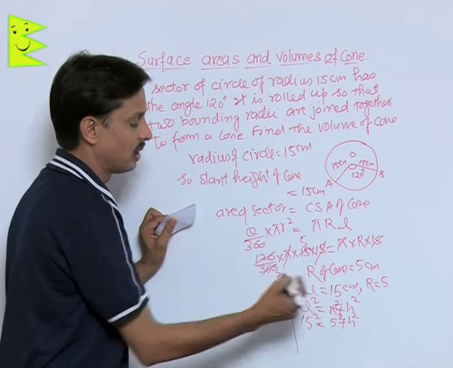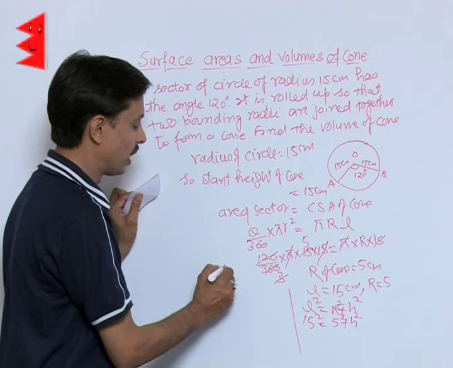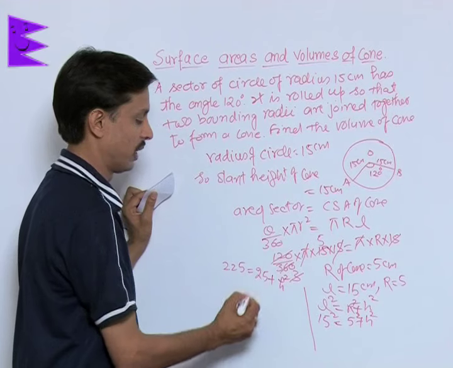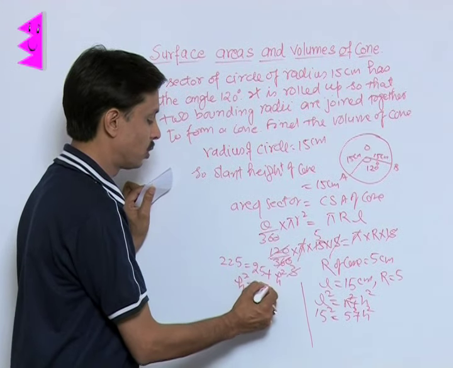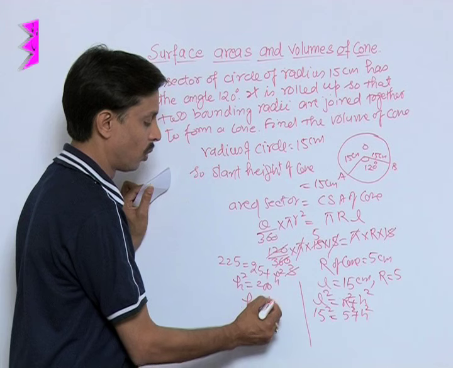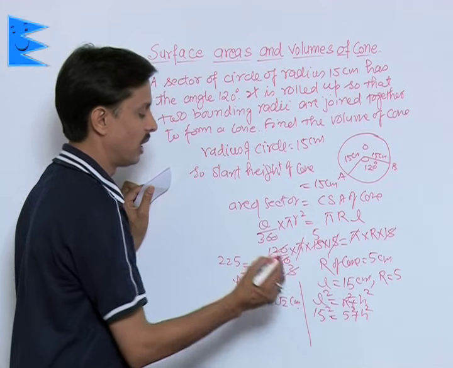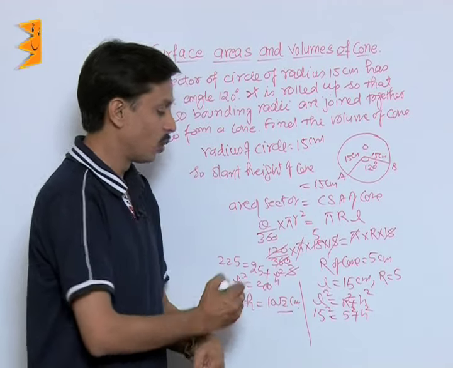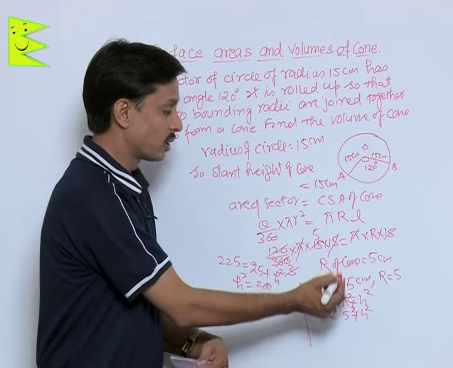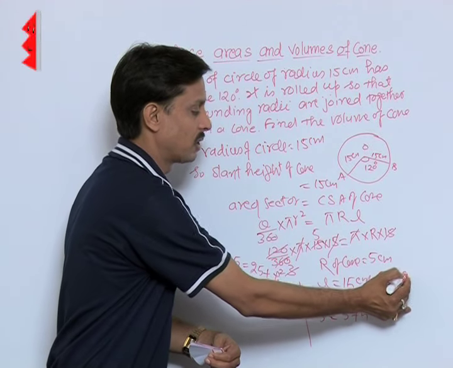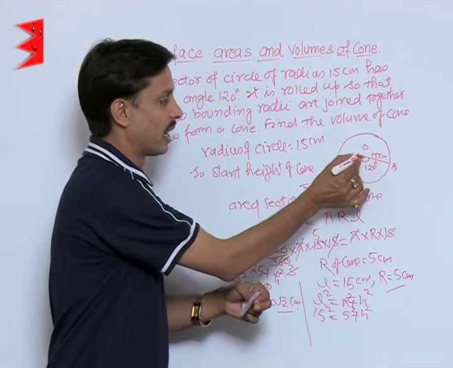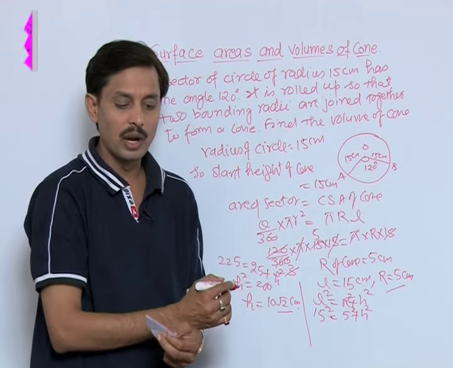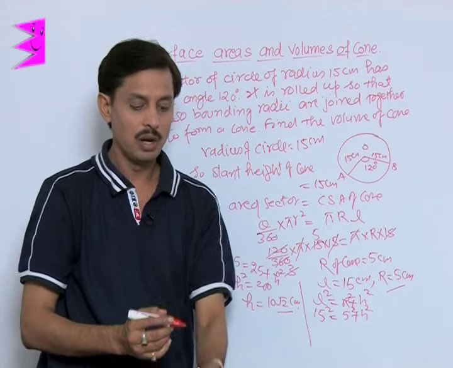If you simplify this part, that is 225 is equal to 25 plus h square. Answer of h square is 200. So height of the cone becomes 10 root 2 centimeter. Now height of cone has come out 10 root 2 centimeter. Radius of cone has come out 5 centimeter. And slant height of cone is already known, 15 centimeter. What we want to calculate? We want to calculate its volume.